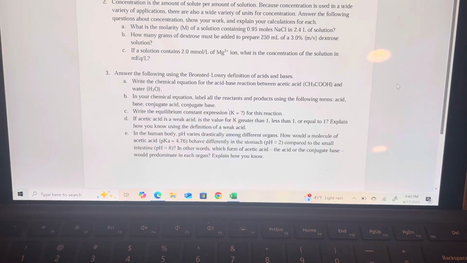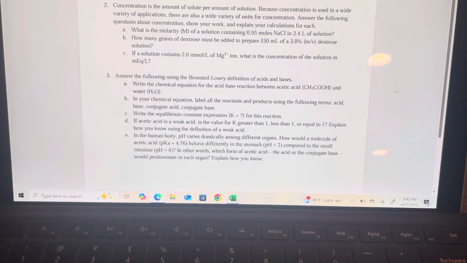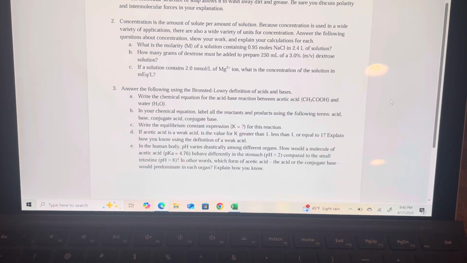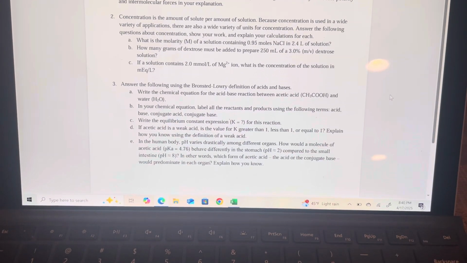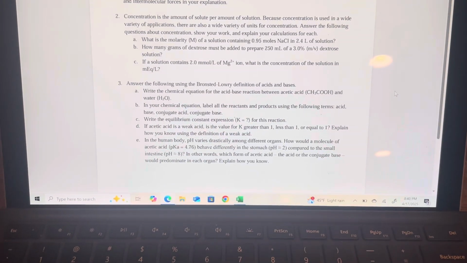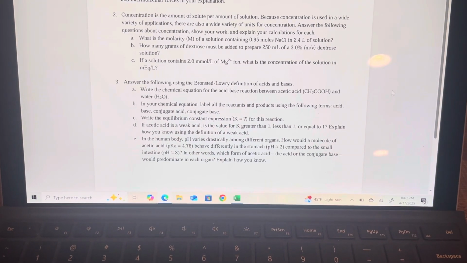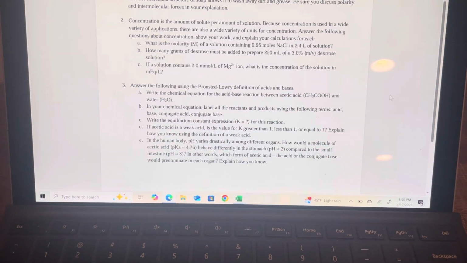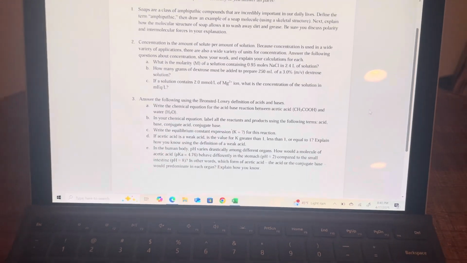In the human body, pH varies drastically among different organs. How would a molecule of acetic acid behave differently in the stomach, which is a pH of roughly 2, compared to the small intestine with a pH of roughly 8? In other words, which form of acetic acid, the acid or the conjugate base, would predominate in each organ?